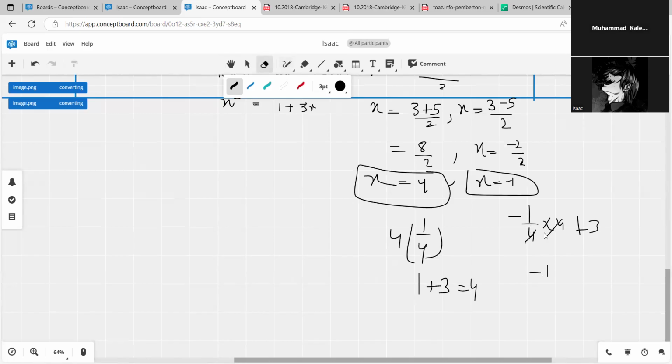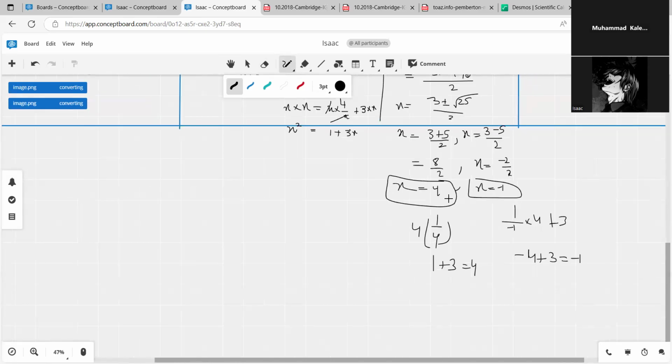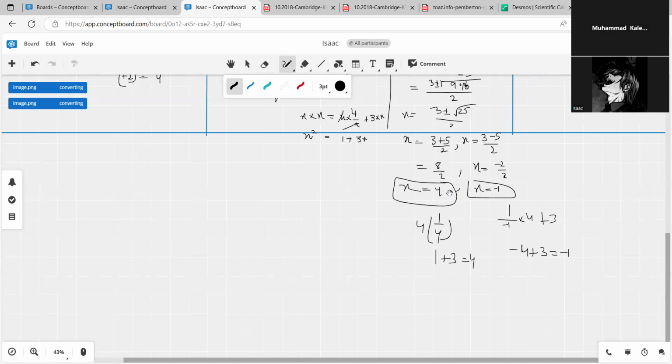Now the reciprocal of the other number, minus 1: its reciprocal will be like 1 over negative 1. Yeah. 1 over negative 1, then multiplied by 4, it will be negative 4. In other words, plus 3, what will it be? Negative 1. That's the number. That's just an extra thing, just for verification.